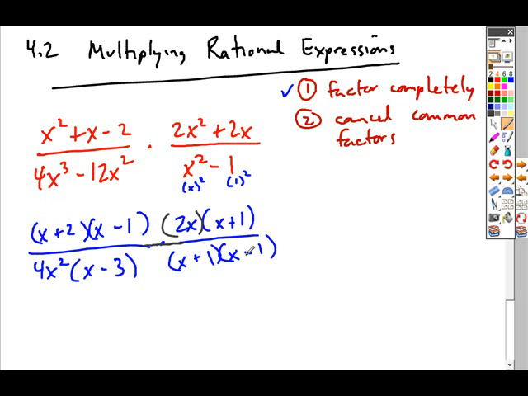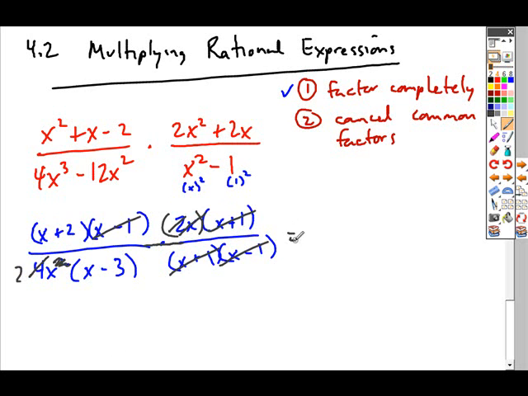So x plus 2's don't cancel. X minus 1's do, so I can cancel that. The number 2 does cancel with a 4, leaving a 2. This x cancels with one of these x's, leaving an x in the denominator. X plus 1's do cancel as well.